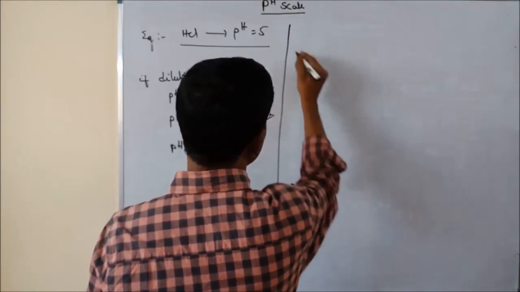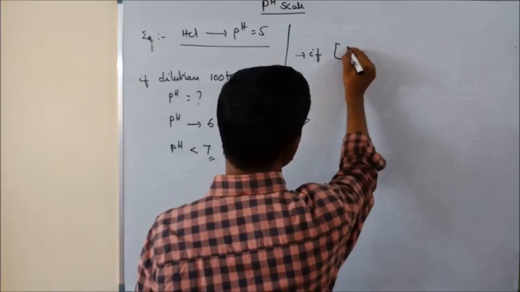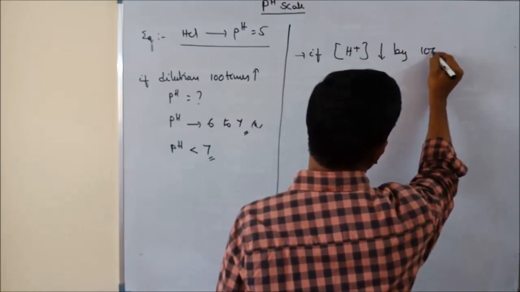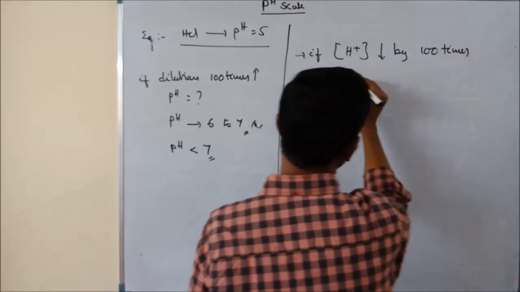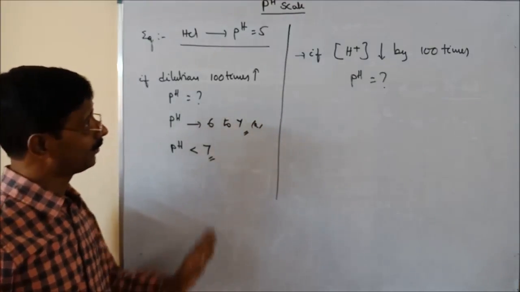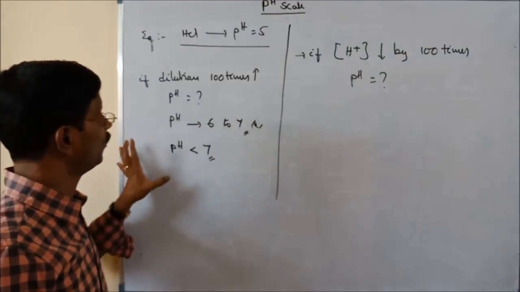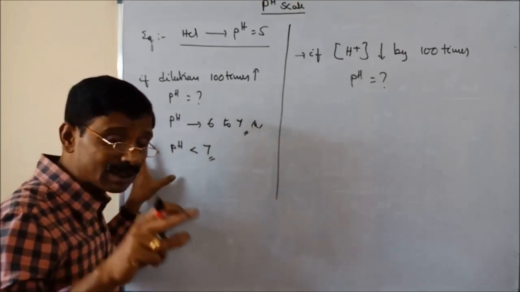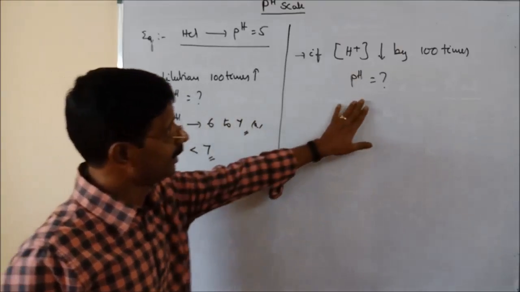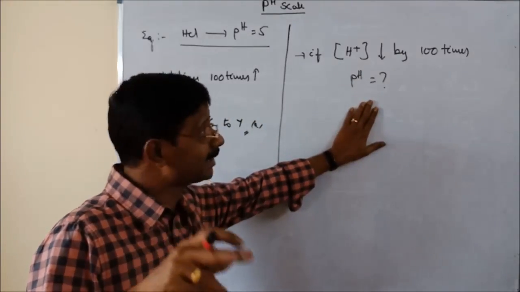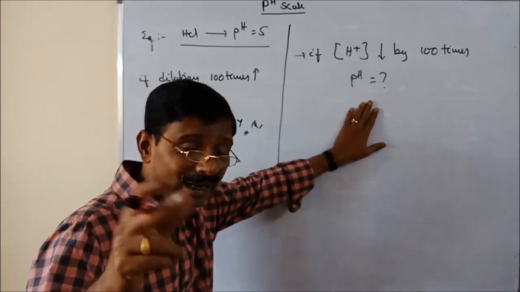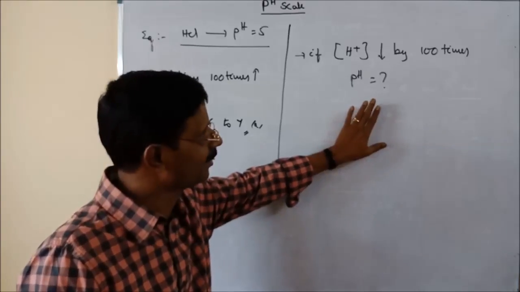Suppose another bit: if the H plus concentration decreases by 100 times, then what is the pH? Now you have to understand the difference between these 2 concepts. One is, on dilution by 100 times, what is the pH? Definitely it is less than 7. Now here, the concentration of H plus decreases by 100 times. We don't know whether it is by dilution or by adding base. So that point you have to understand.